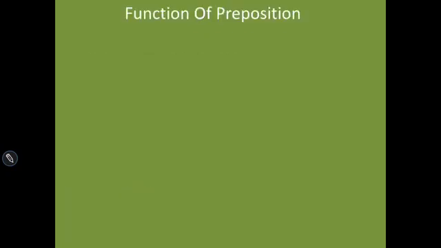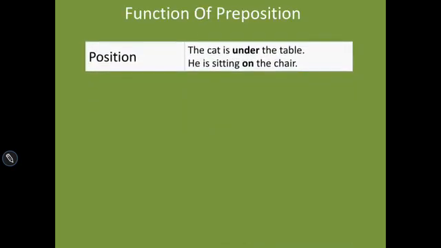What is the function of a preposition? Or what is the use of a preposition? It tells us about the position of a particular thing or a person. The cat is under the table. He is sitting on the chair. In these two sentences, we come to know about the position of the cat and he. The cat is sitting under the table and he is sitting on the chair.